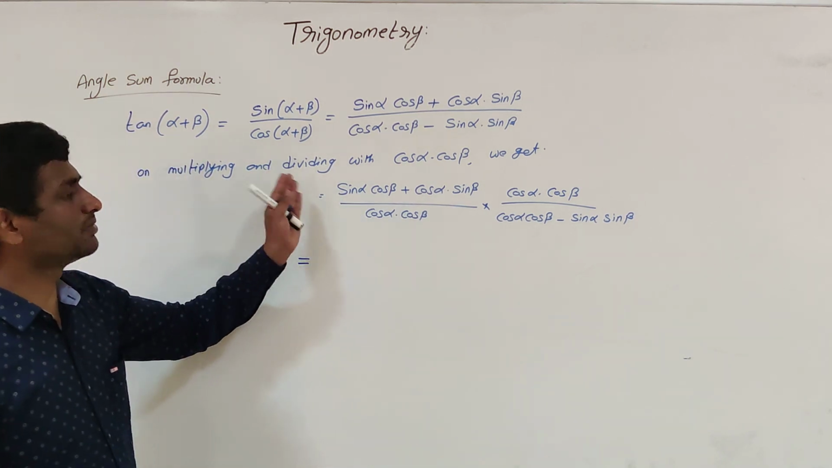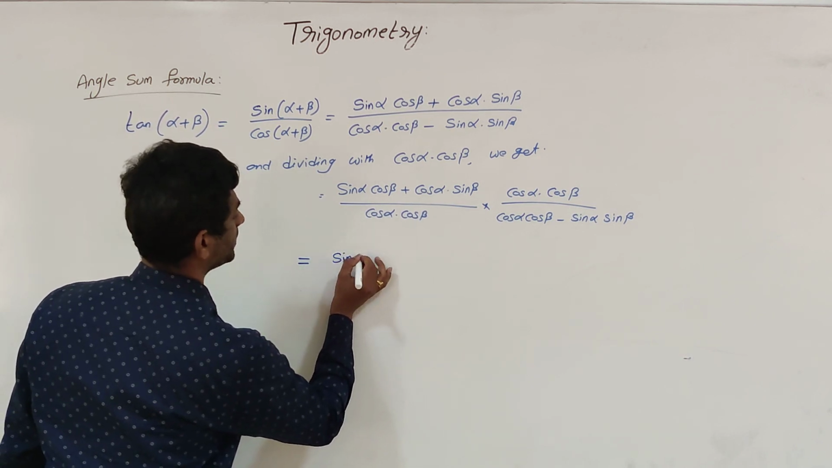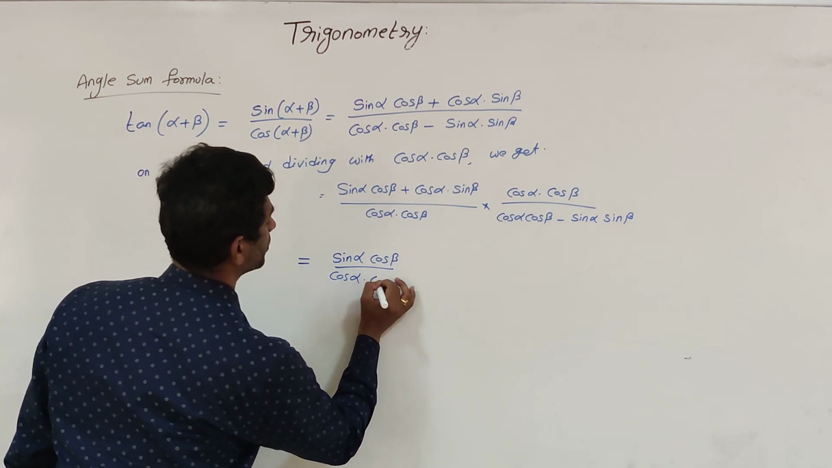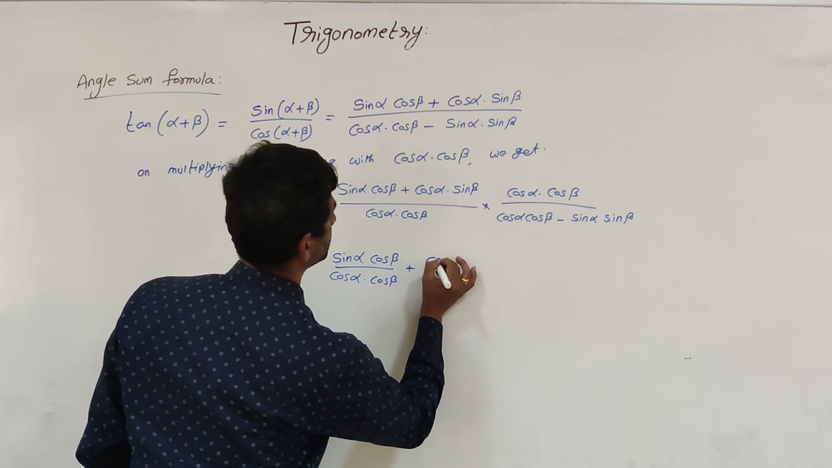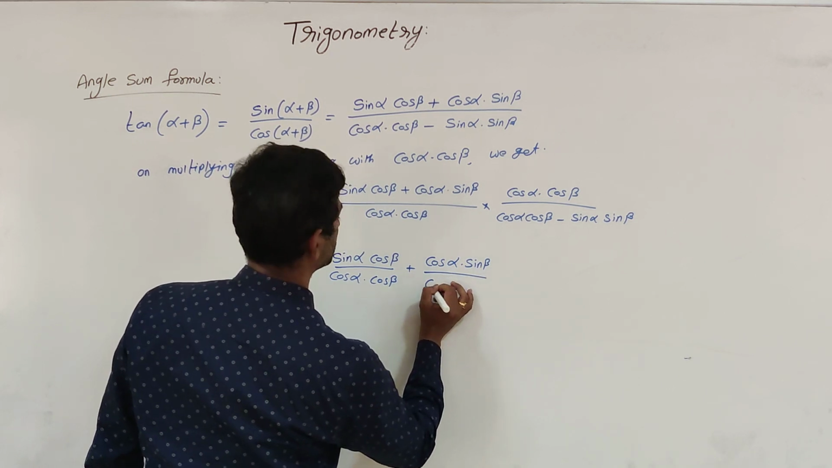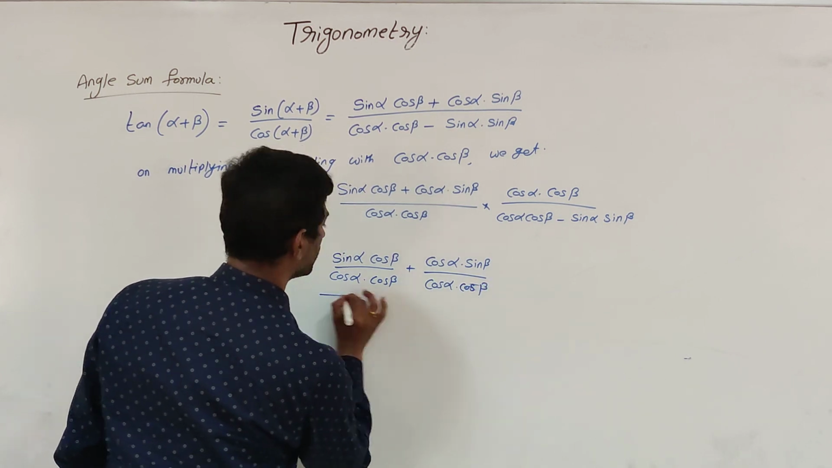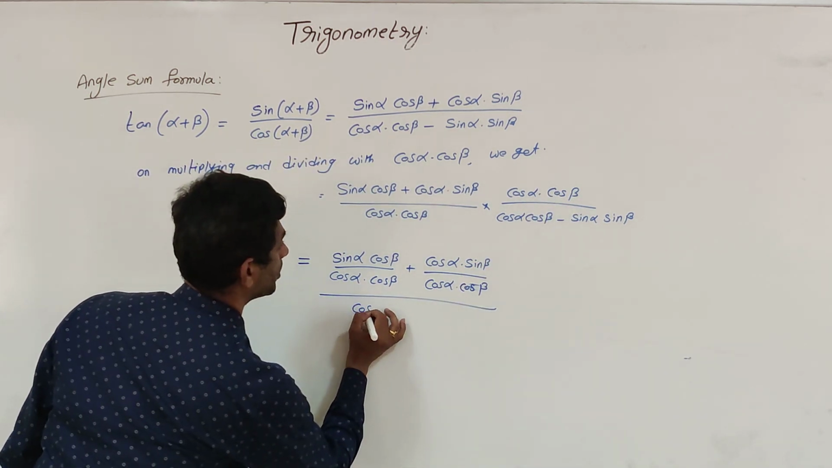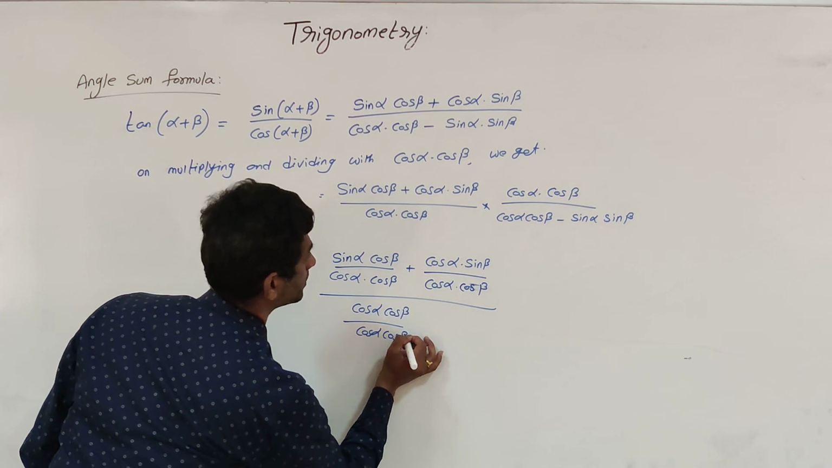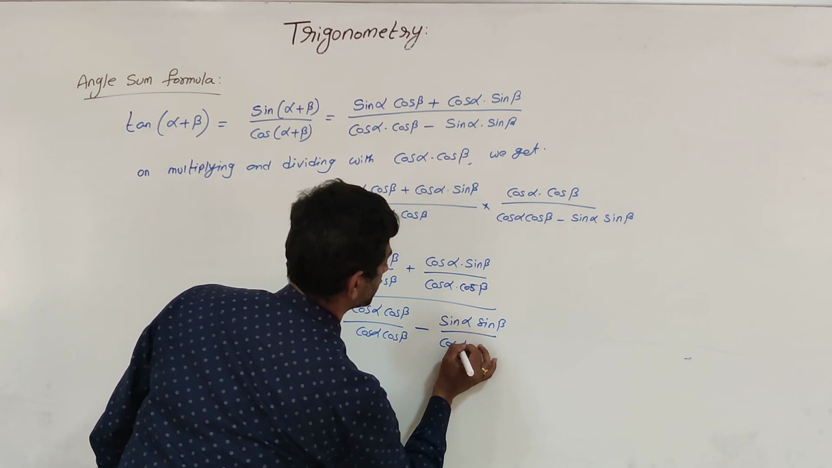Now we can separate the numerator and denominator, that is sin alpha cos beta by cos alpha into cos beta plus cos alpha into sin beta by cos alpha into cos beta, upon, we can write this as cos alpha cos beta by cos alpha cos beta minus sin alpha sin beta by cos alpha into cos beta.